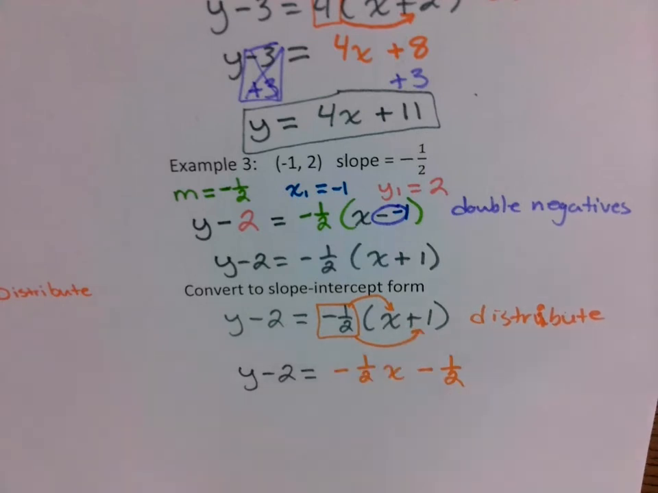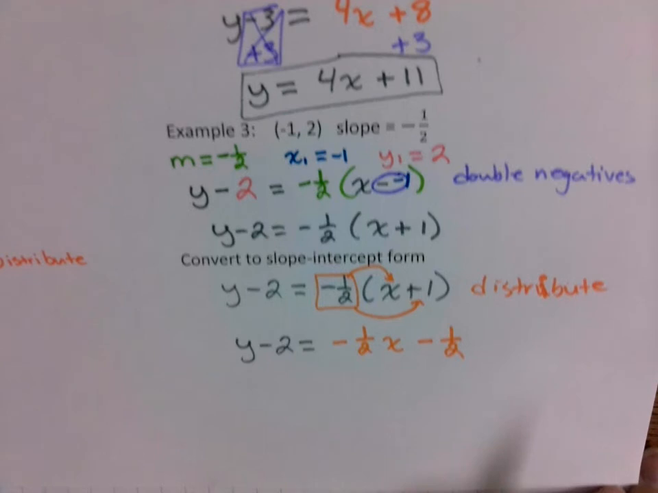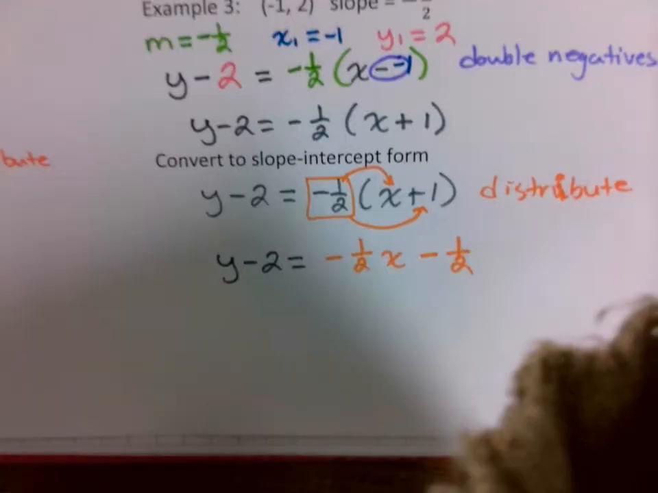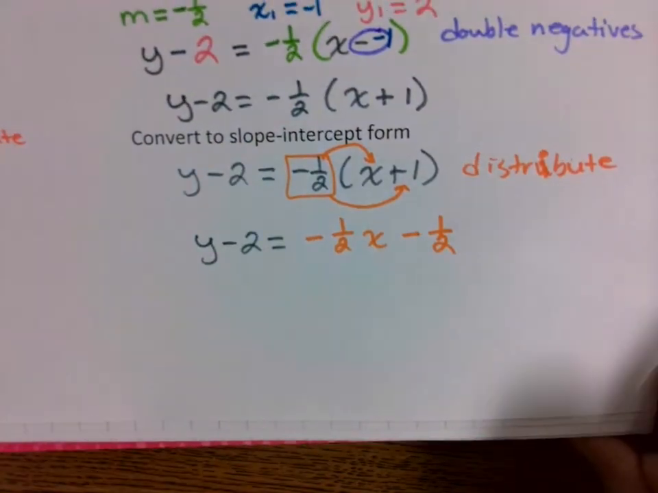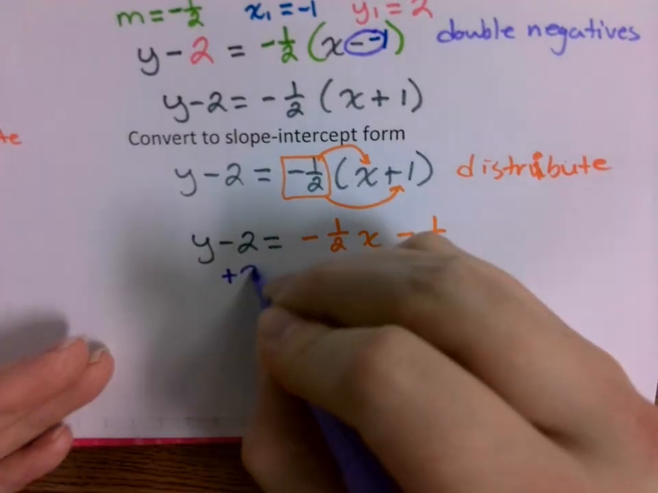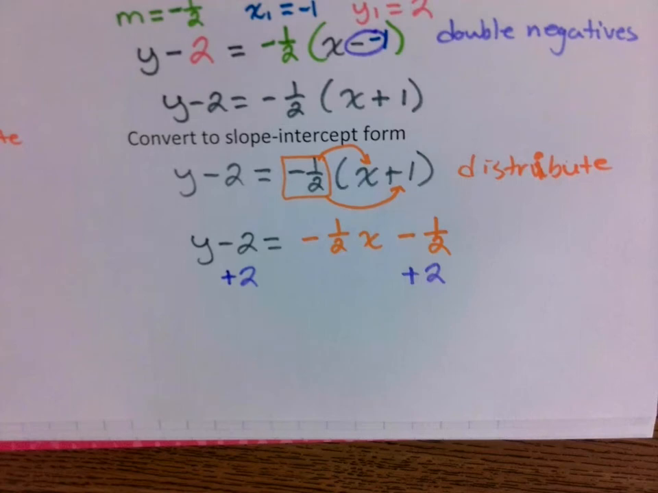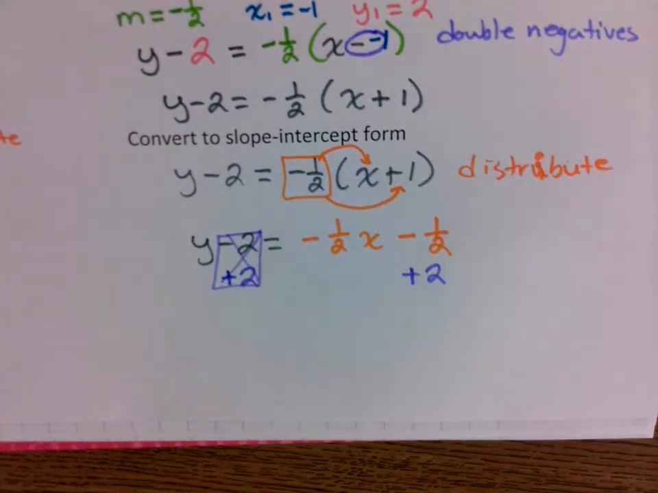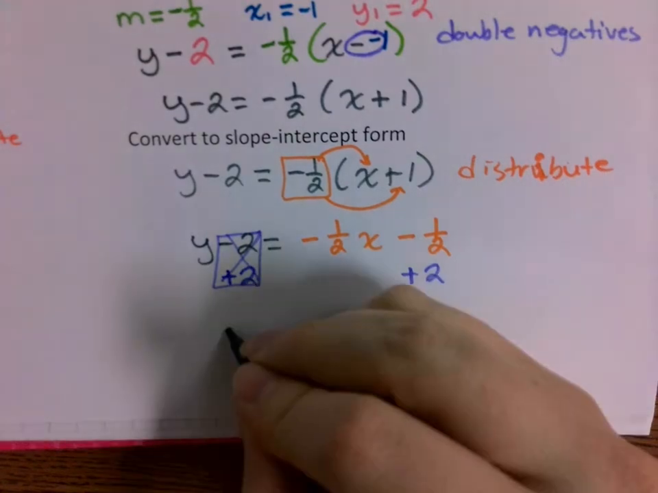All right, our next step, Devin, what are we going to do next? Very good. Add 2 to both sides. It's okay, guys, if it takes you a little bit of time to figure out where we are. Don't panic. That's the last thing you want to do. We're going to add 2 to both sides. Those 2's are going to cancel out because they are 0 pairs, so they are direct opposites. And we're going to get y is equal to negative 1/2 x.